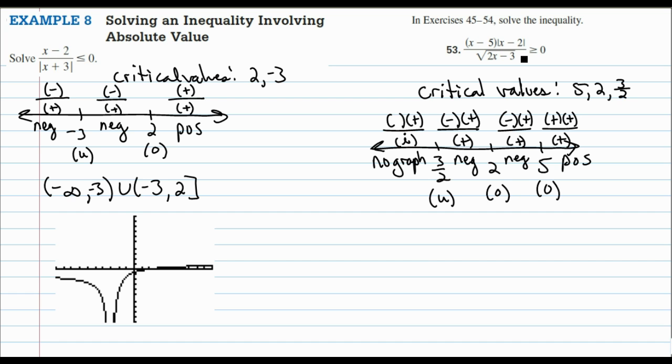So to answer the inequality, what makes this function greater than or equal to 0? Greater than or equal to. So that's going to be x equals 2 and including 5 all the way to infinity.